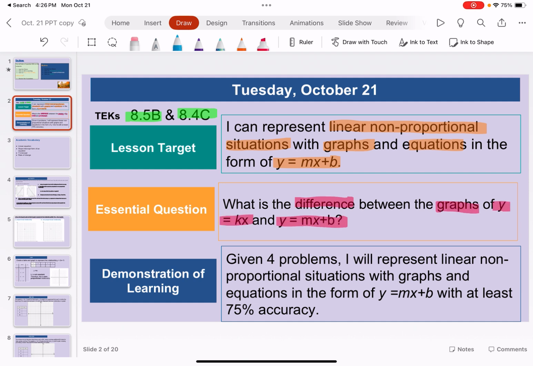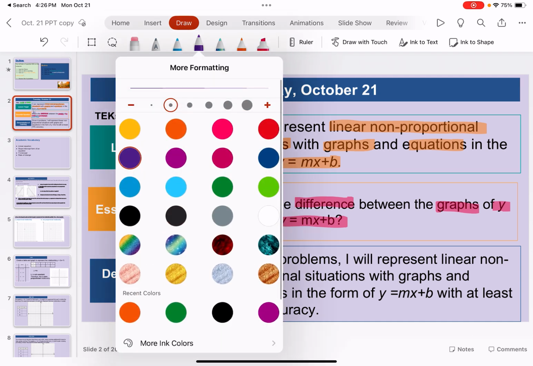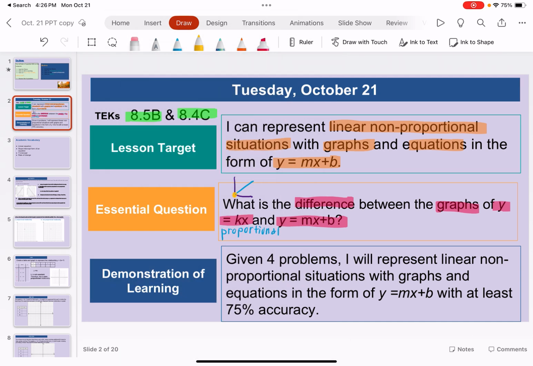The first thing that I'm going to do is distinguish that y equals kx is for proportional relationships. If we remember proportional relationships, I'm going to draw a little mini graph right here. They always go through the origin. The origin is that 0, 0, so I'm going to highlight that right here.